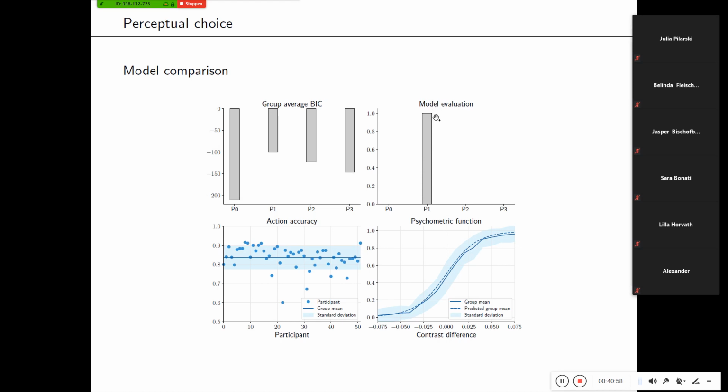So the model evaluation, the winning model, which this is of course mimicking protected exceedance probabilities here, because I assume this is what they will come out, tells us that our P1 model wins.